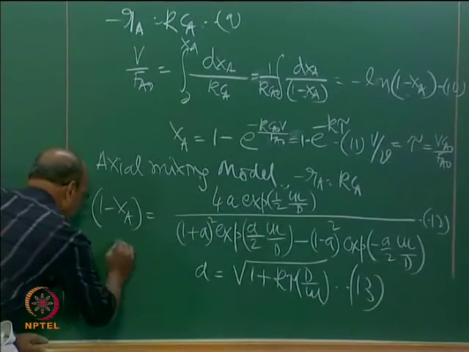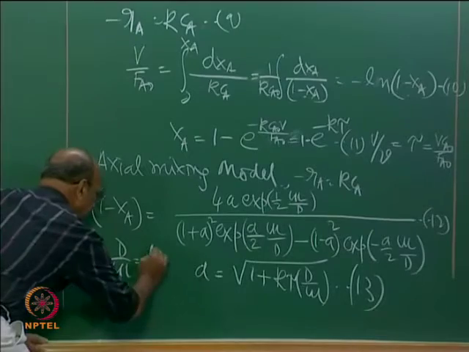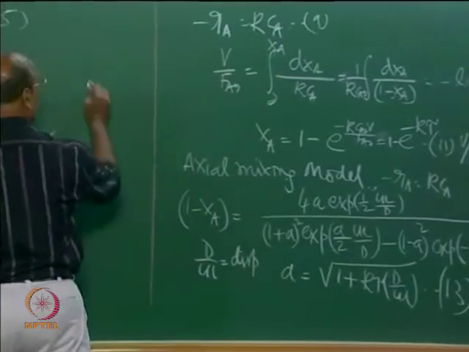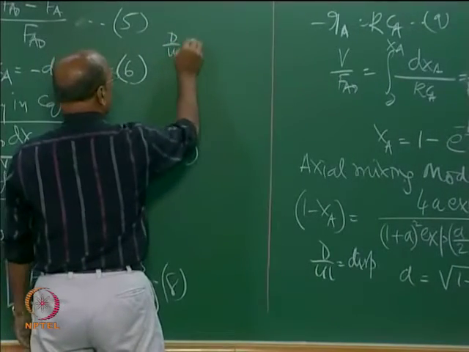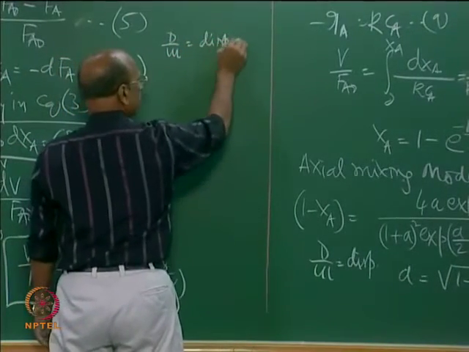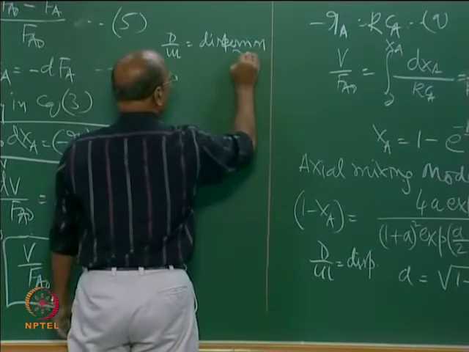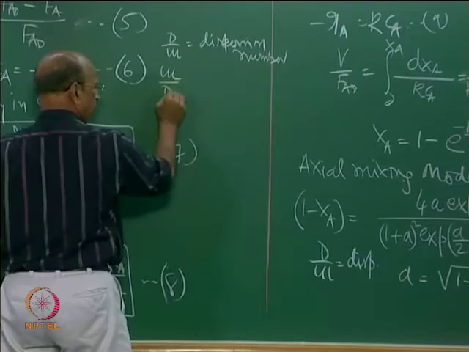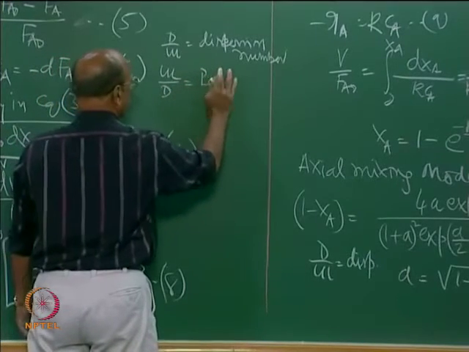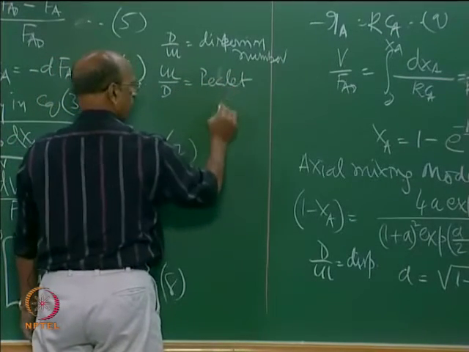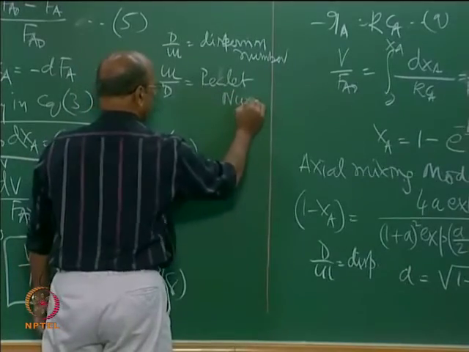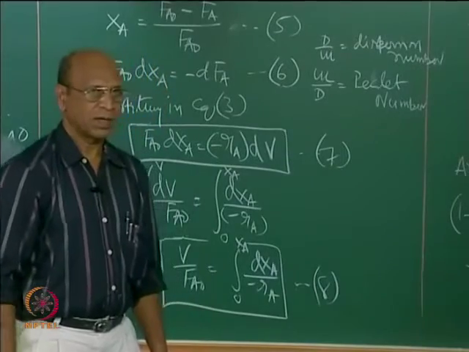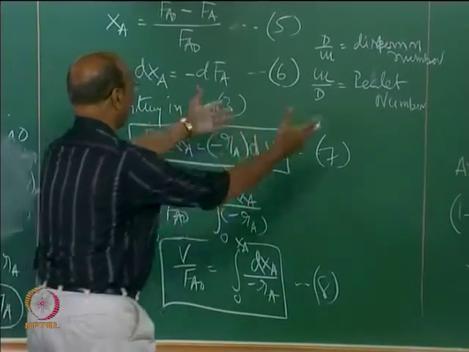D by UL is equal to the dispersion number, and the inverse of this, people use this, they call it the Peclet number, UL by D. That will tell me what the dispersion will be.